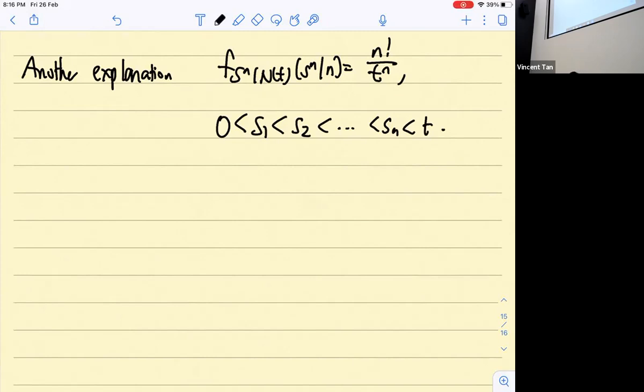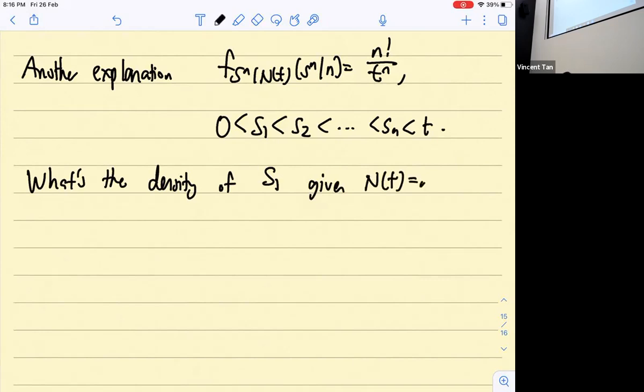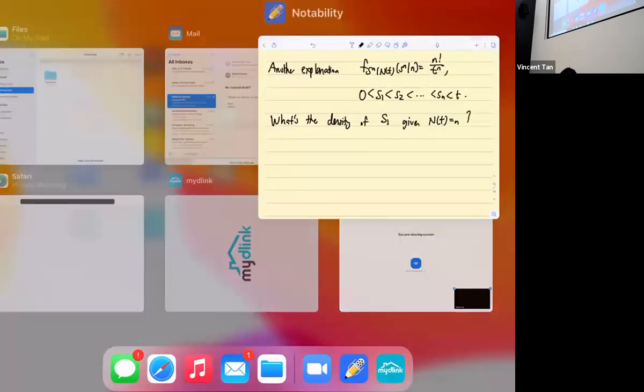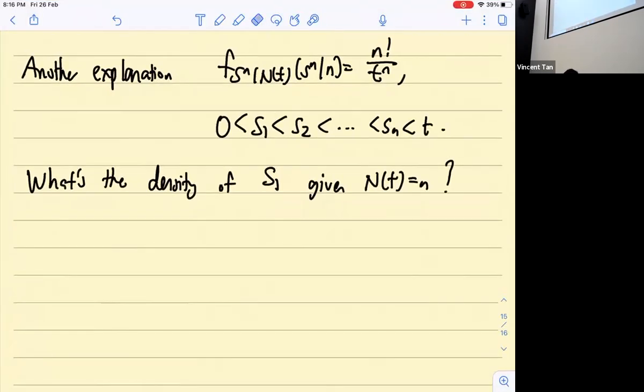So what's the density of S1 given N_T equals n? Actually the book does S_i, but I'm just going to do S1. What's the distribution of the first arrival epoch given that at time t we have already seen n arrivals? Let us remember that this has the same distribution as the minimum of U1 up to Un, as I wrote above.